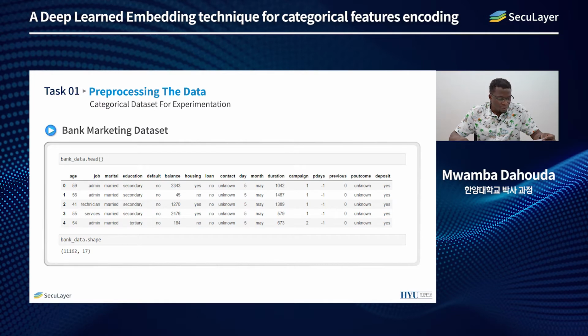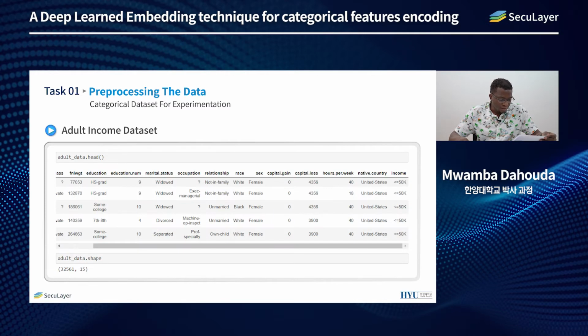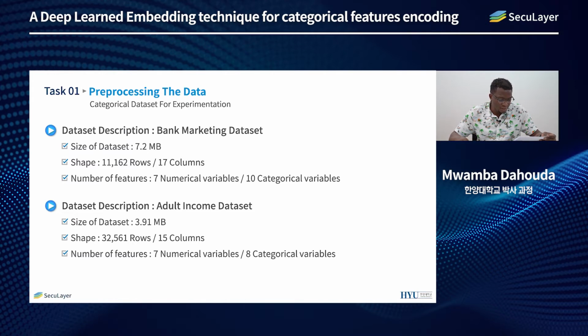First of all, we are going to describe the datasets. In our study, we have used 3 categorical datasets: the bank marketing dataset, the adult income dataset, and the in-vehicle coupon dataset. Preprocessing the data is a very important step because it helps us to clean the data, check if there are missing values, and get the data ready for the training in the neural network. The first dataset is the bank marketing dataset. The second dataset is the adult income dataset. And the third dataset is the in-vehicle coupon dataset.